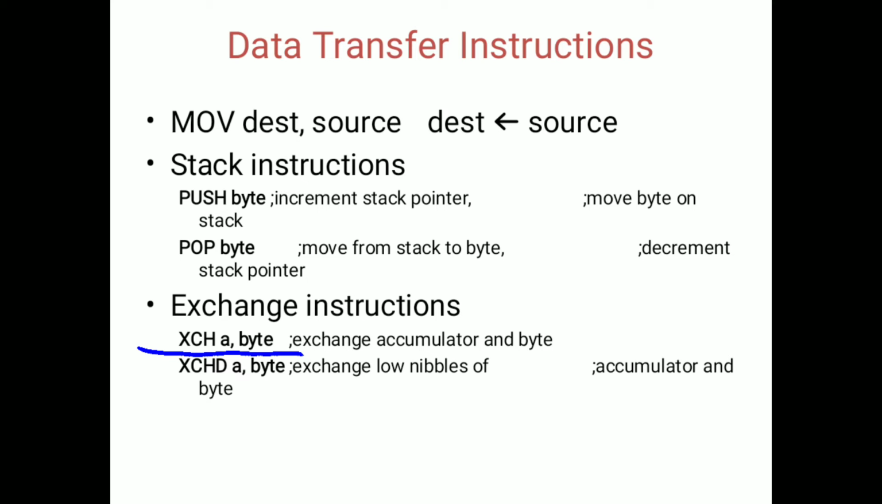Similarly, exchange digit A comma byte. In this instruction, the lower nibble of the byte will be exchanged. Not the whole data will be exchanged, only the lower nibble of the byte.